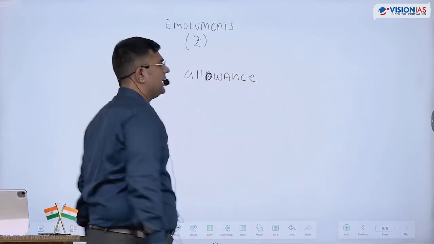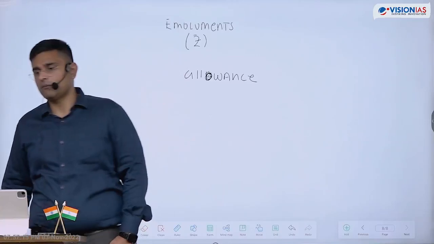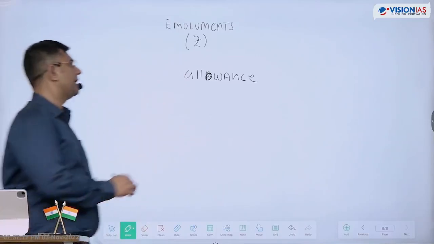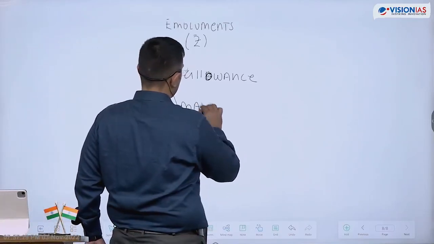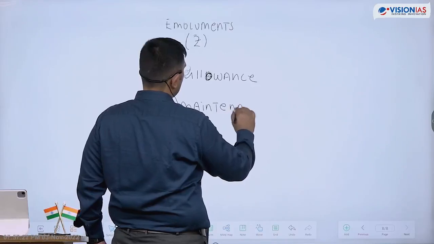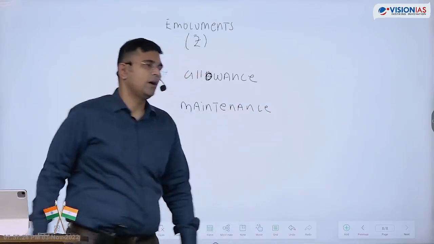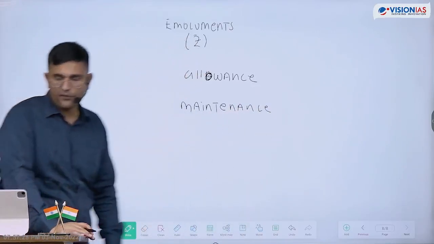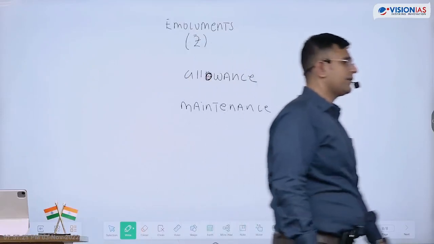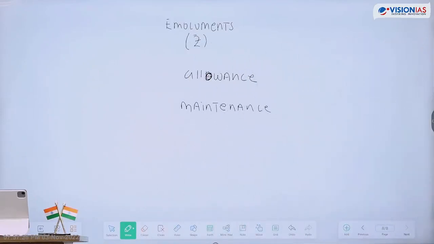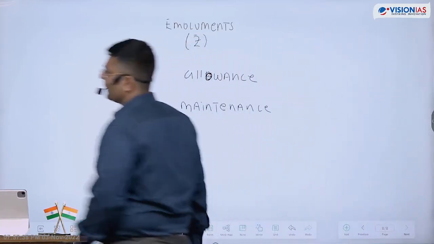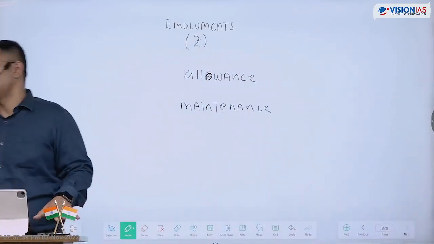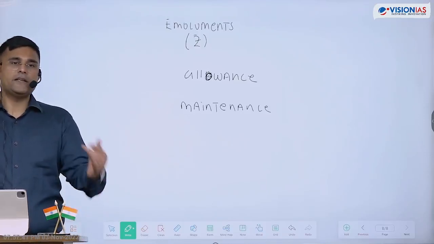Allowance is also money. Allowance for maintenance of army as per his savar. Right? So these are the emoluments.